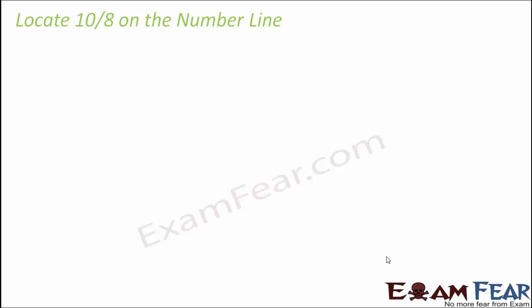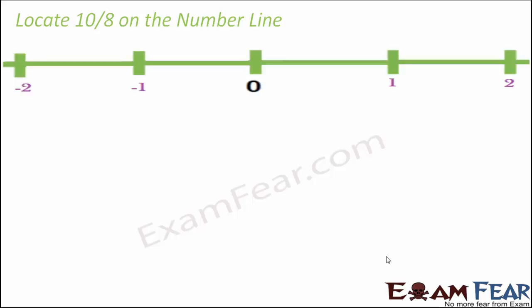So this is like an exercise. So we will try to understand the concept even better. Now, what do you think we should do when we want to locate 10 by 8? So as I have always mentioned, first focus on the denominator. What is the denominator? It is 8. That means 10 parts out of 8 parts. So that means total should be 8 parts.